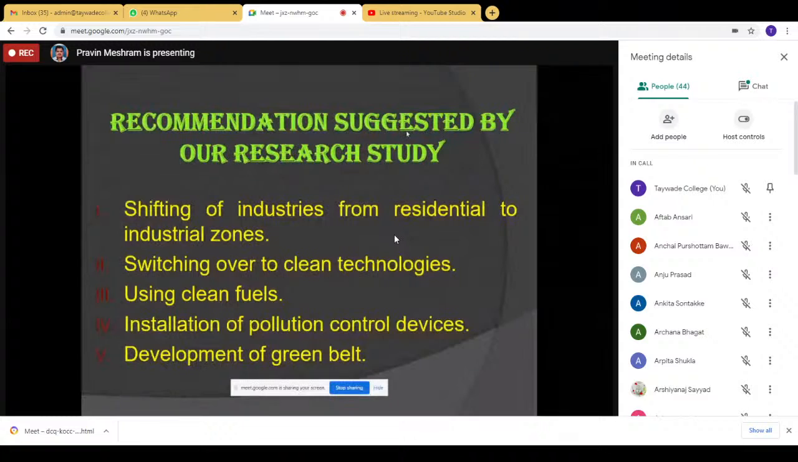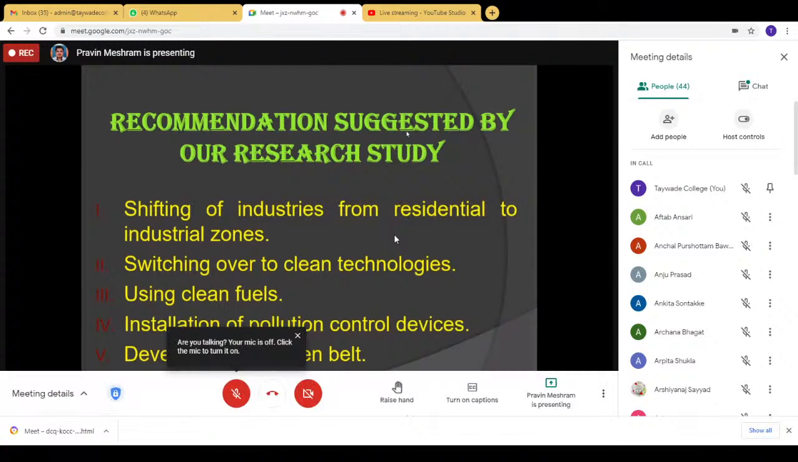After carrying out these studies, we gave some suggestions in order to improve the air quality of Nagpur city. First, we discuss shifting of industries from residential to industrial zones. तुम्हाला माहिती आहे, अजूनही there are some small scale industrial units in our Nagpur city. They are situated in residential areas.